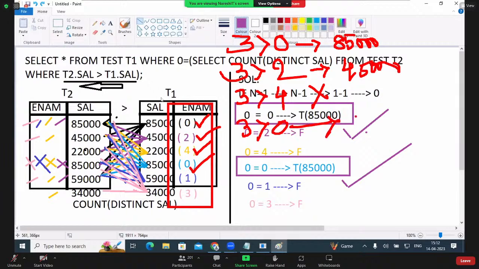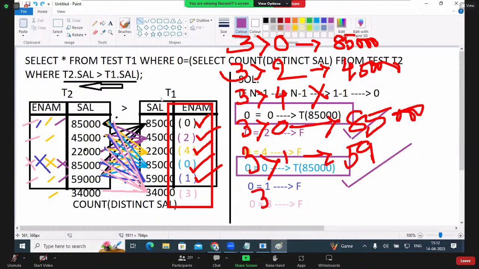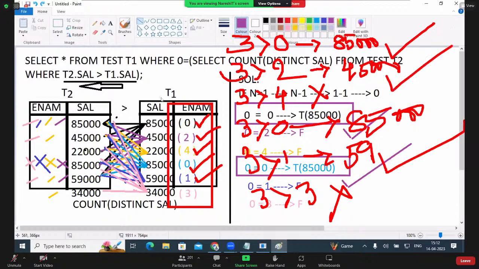Next, 3 is greater than 0. Condition true. How much value? 85. Next, 3 is greater than 1. Condition true. Which value? 59. 3 is greater than 3. False. So top highest how much here? 85, 59, 45. Understand now?